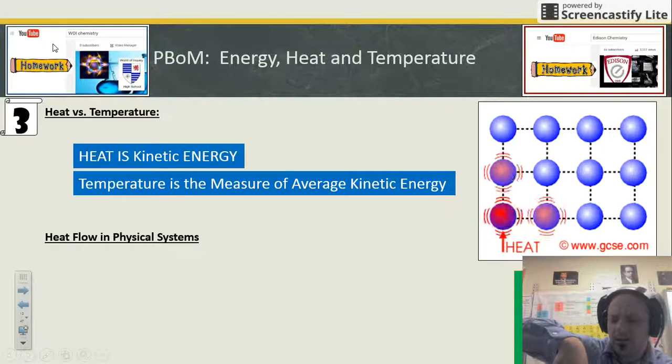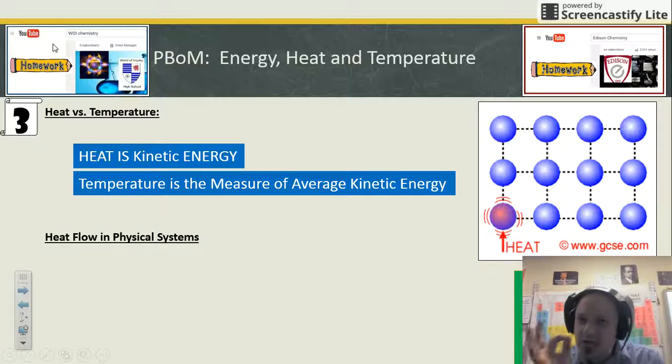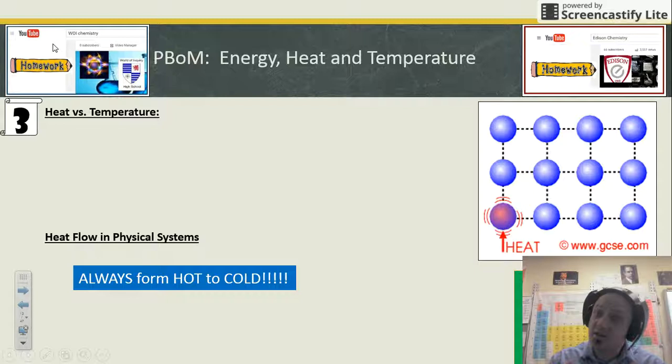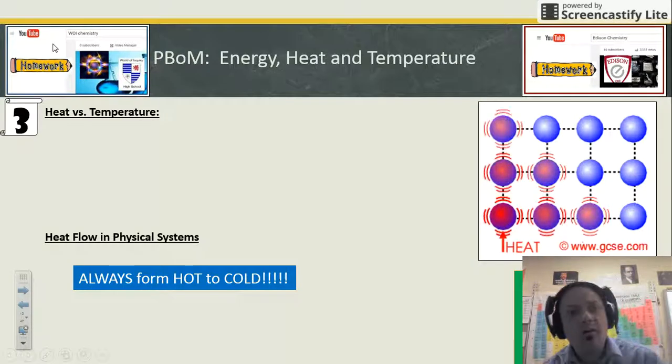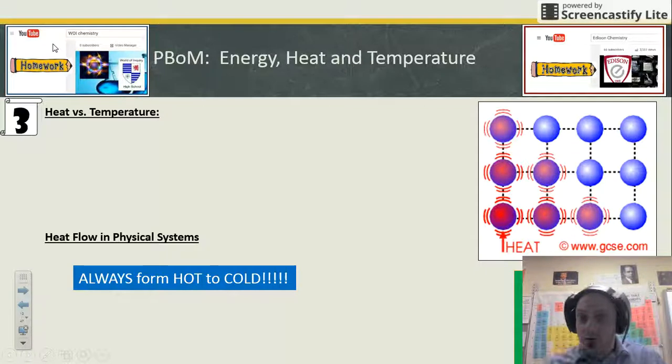Ooh, this one's kind of hot. Okay. It doesn't actually measure the heat, though. It just measures how quickly the particles are moving. So there is a distinction, a difference. Heat always flows in one direction only. It can't go in reverse. It goes from hot to cold. So high concentration of heat will flow to low concentration of heat.